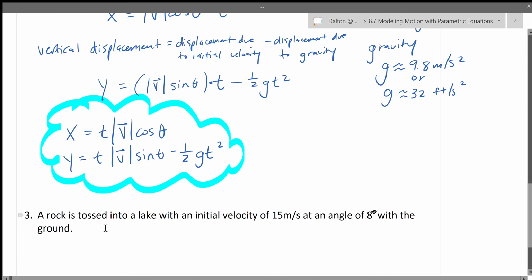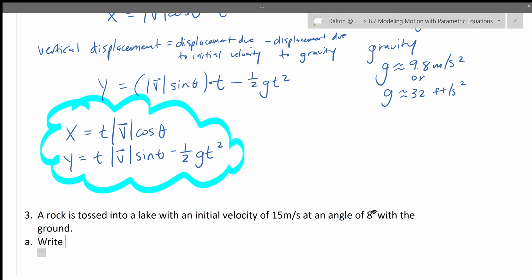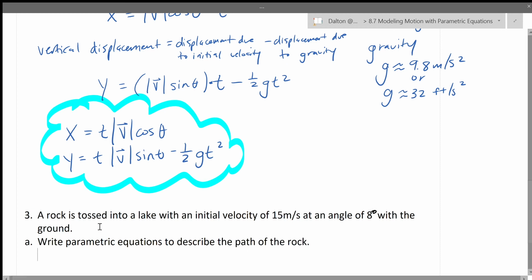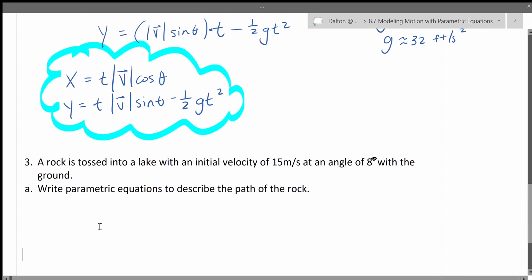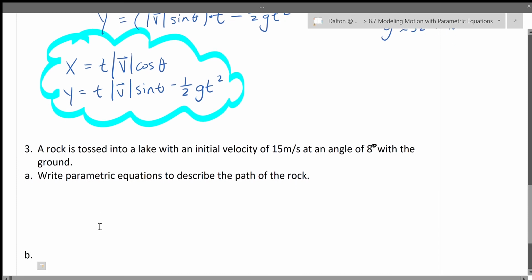So this one's going to be a 3-part question. Part A is going to be to use these equations. So it's going to say write parametric equations, actually it's going to be 2, right? 1 for x and 1 for y. So write parametric equations to describe the path of the rock.